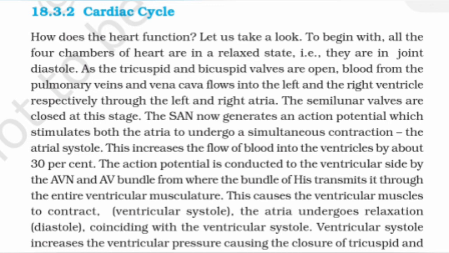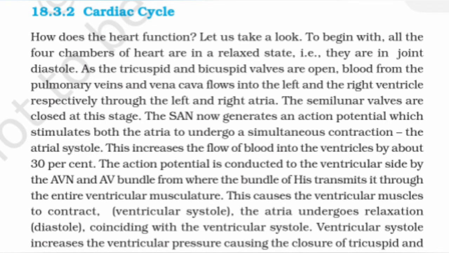As the tricuspid and bicuspid valves are open, blood from the pulmonary veins and vena cava flows into the left and right ventricle, respectively, through the left and right atria. The semilunar valves are closed at this stage. The SAN now generates an action potential which stimulates both atria to undergo a simultaneous contraction, the atrial systole. This increases the flow of blood into the ventricles by about 30%.